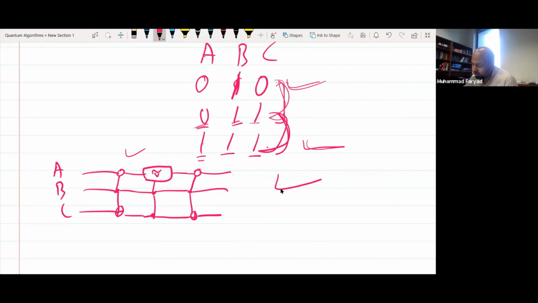So this qubit and this qubit are common, A and B. So we have a control affected by A and B, and there's an X gate on C because C changes from 0 to 1. So there's an X gate here, and then we don't do the last one always, only up to the second last.